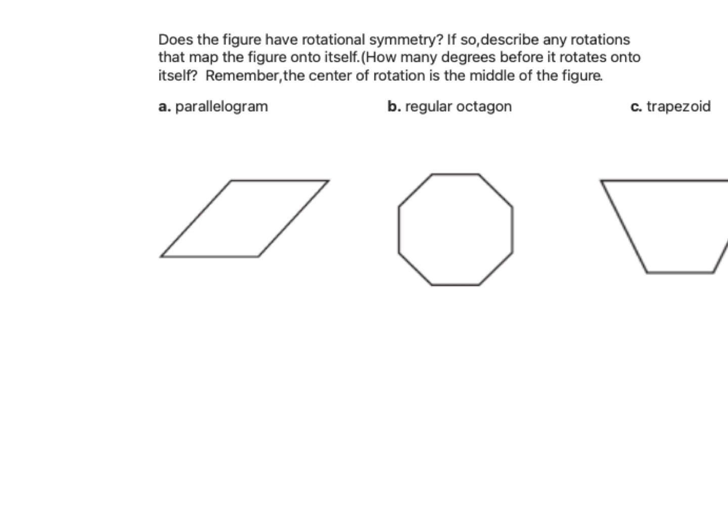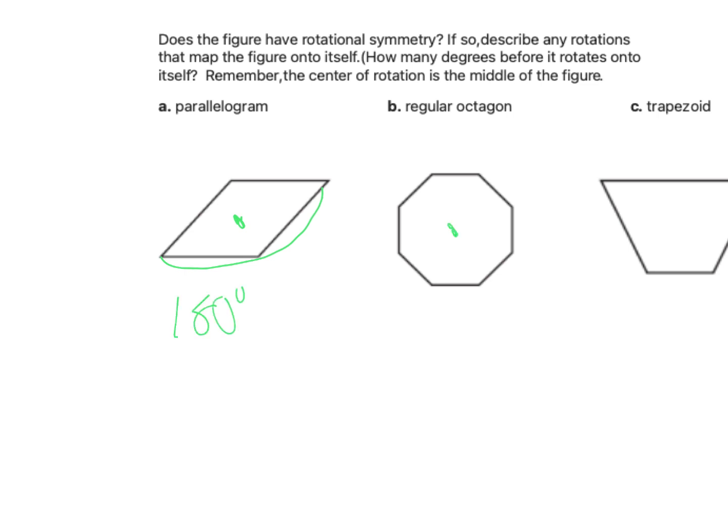So a parallelogram, if we put a pin in the middle, well, if we rotate it 90 degrees, it's not going to look the same. If we rotate it 180 degrees, is it going to look the same? So if we rotate a parallelogram 180 degrees, it maps onto itself.